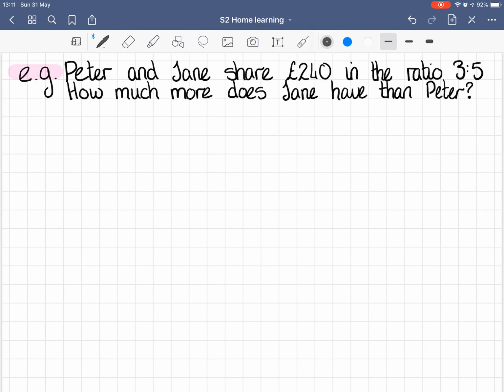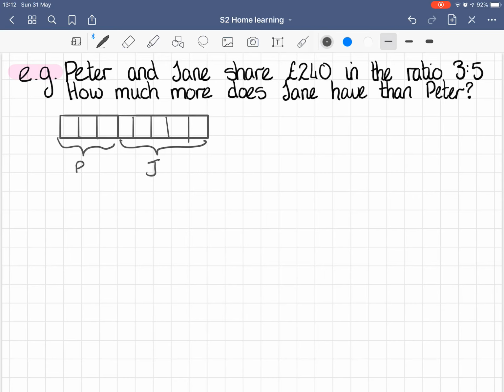Now we're going to look at sharing ratios when we already know some of the information or where we want to see how much more somebody has. So this is why we use our comparison bar models. If we were to use a single bar model for this, we would have 3 parts for Peter and 5 parts for Jane. But when we want to know how much more does Jane have than Peter, it becomes very hard to compare them because they're side by side.